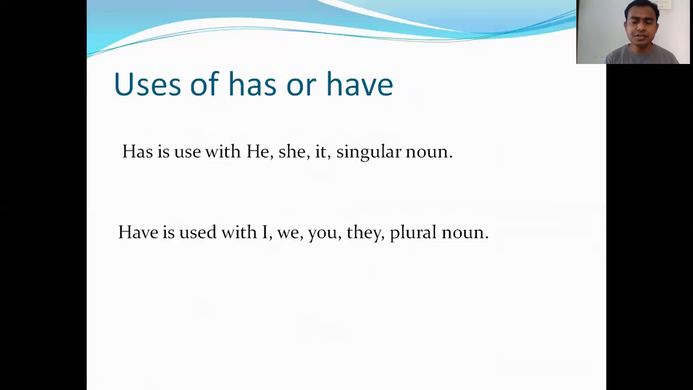Has we use with he, she, it, singular noun. Have we use with I, we, you, they, plural noun.